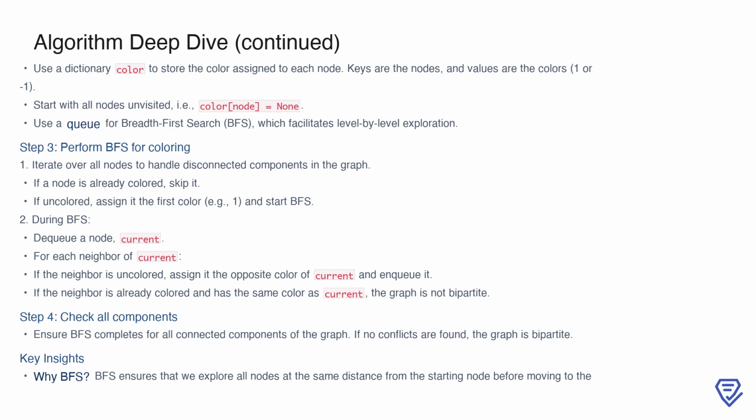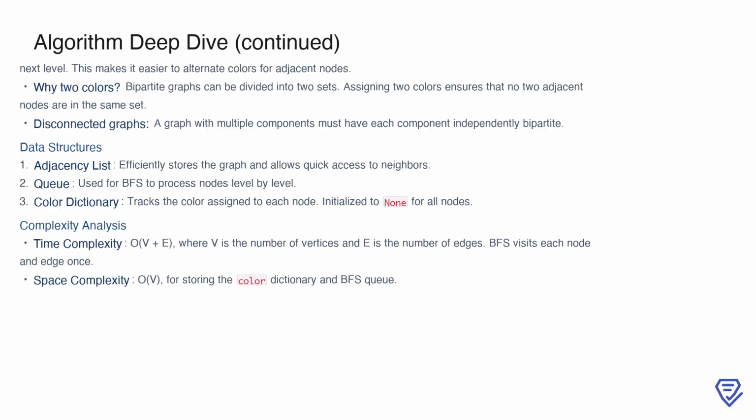However, if a neighbor is already colored and has the same color as the current node, we know the graph is not bipartite. This process ensures that we validate the two-coloring for all connected components of the graph. BFS is particularly well suited for this task because it explores all nodes at the same distance from the starting node before moving to the next level. This makes it straightforward to alternate between the two colors for adjacent nodes.